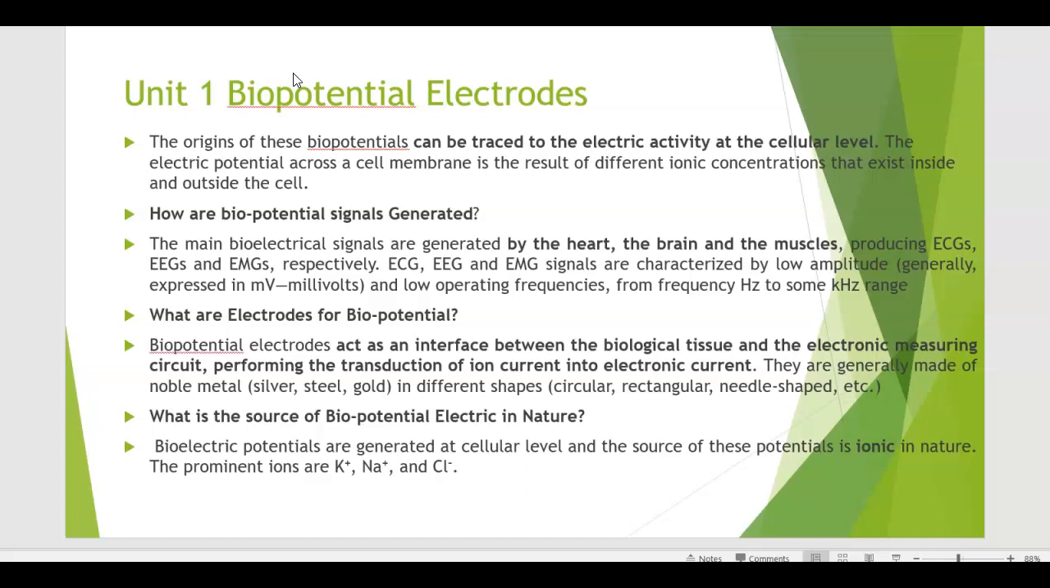Biopotential electrodes act as an interface between the biological tissue and the electronic measuring circuit. They perform the transduction of ion current into electronic current. They are generally made of noble metals, that is silver, steel and gold, in different shapes such as circular, rectangular and needle shape, etc.